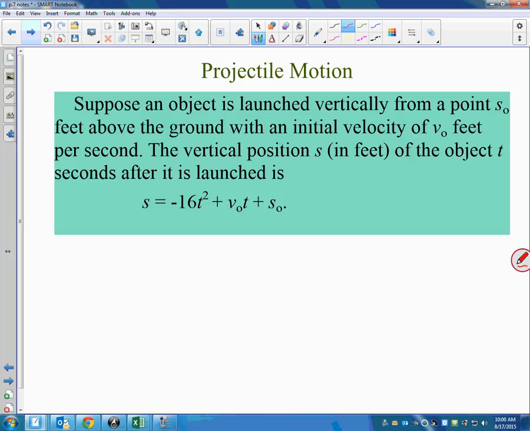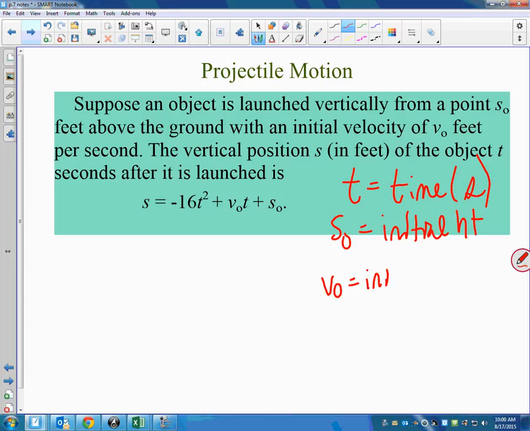Okay. You really just need to know what the numbers represent, which is all up here in this paragraph, but if you want to write it out where it's a little easier, t is time in seconds, unless it tells you differently. S sub 0 is your initial height. Put HT for height. V sub 0 is your initial velocity. And then S is your ending height, right? Like S is the vertical position in feet. So I'm just going to put position. Usually in feet.